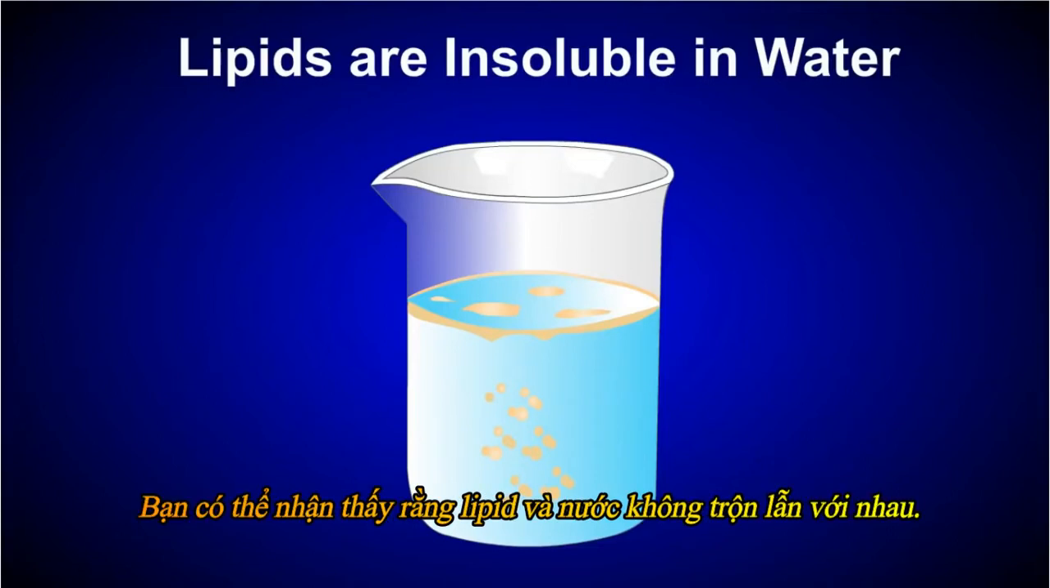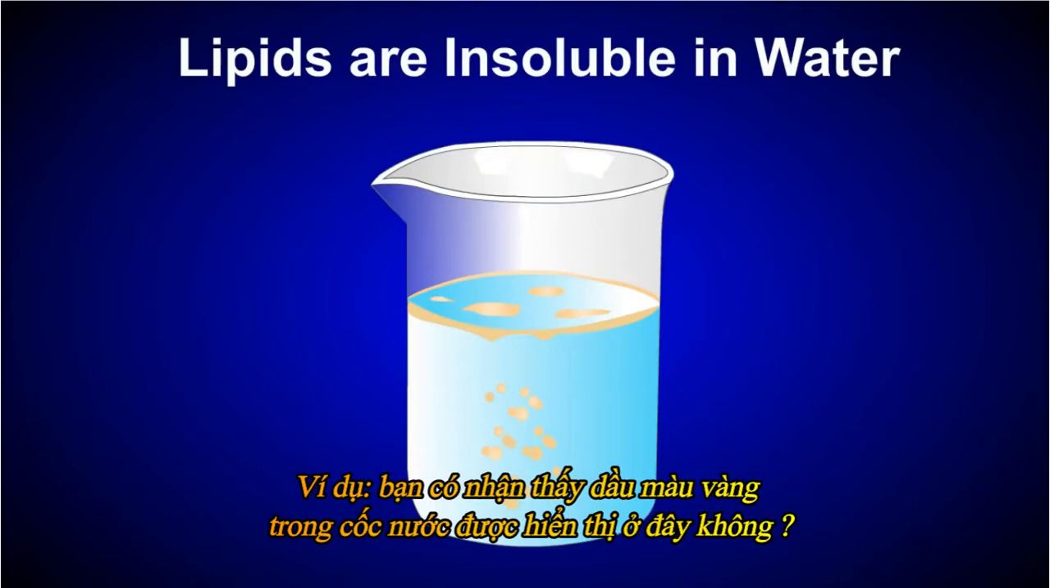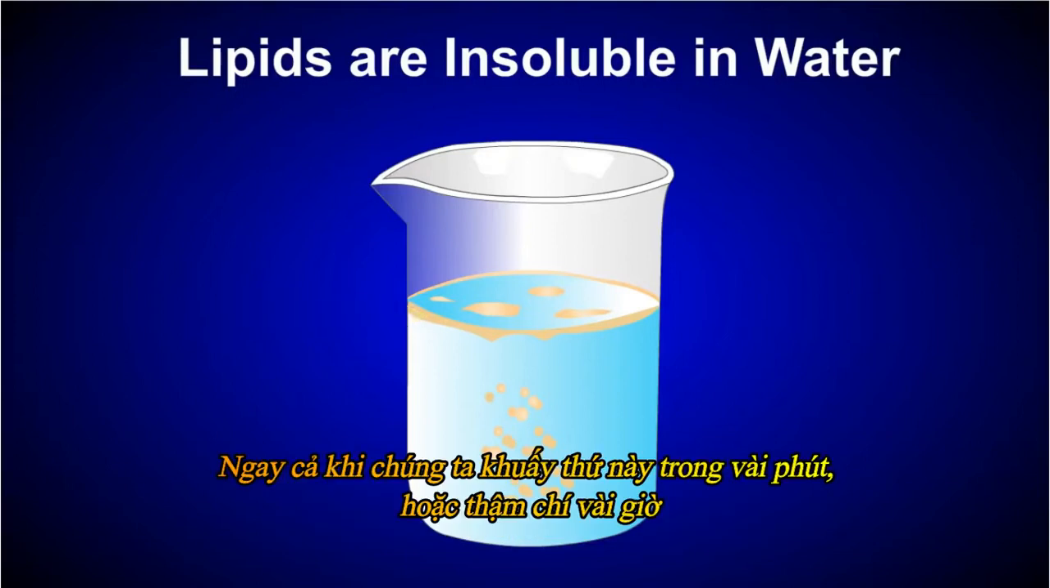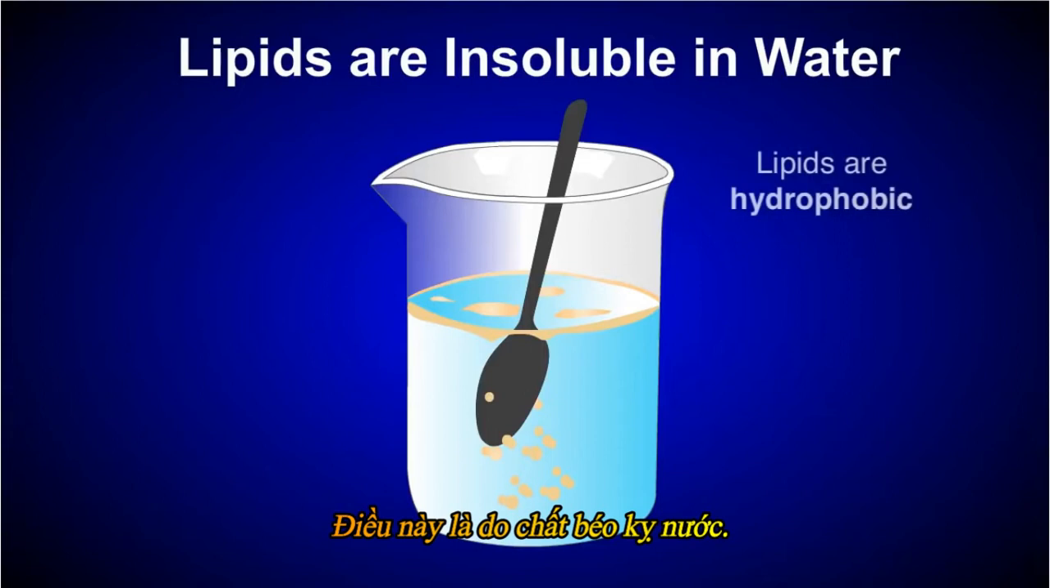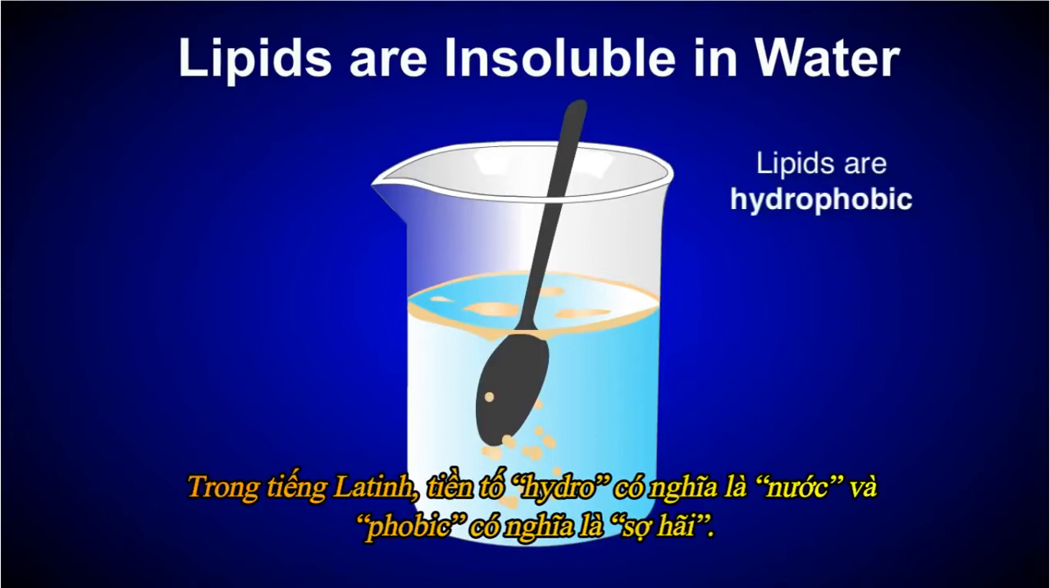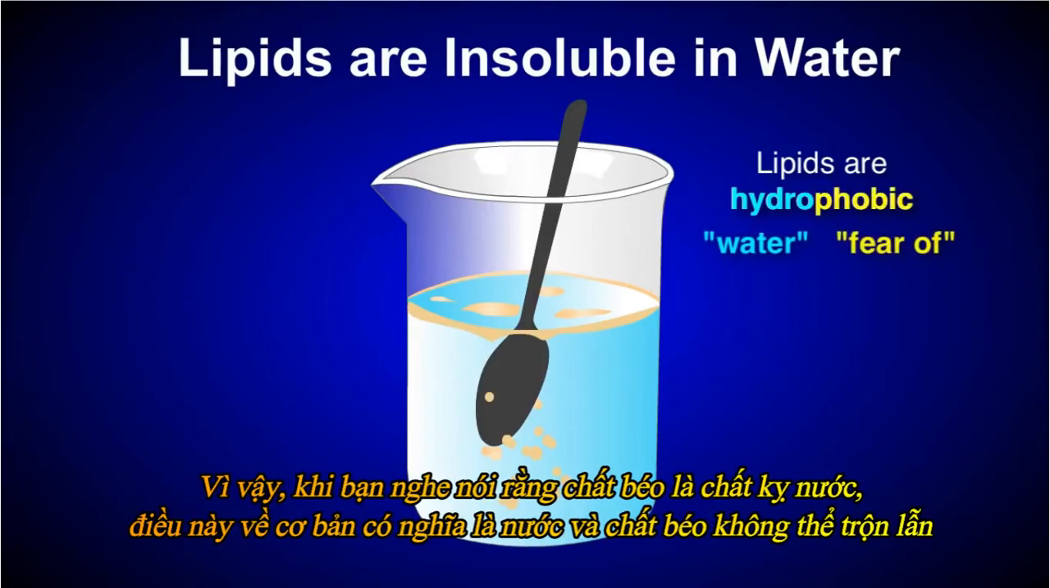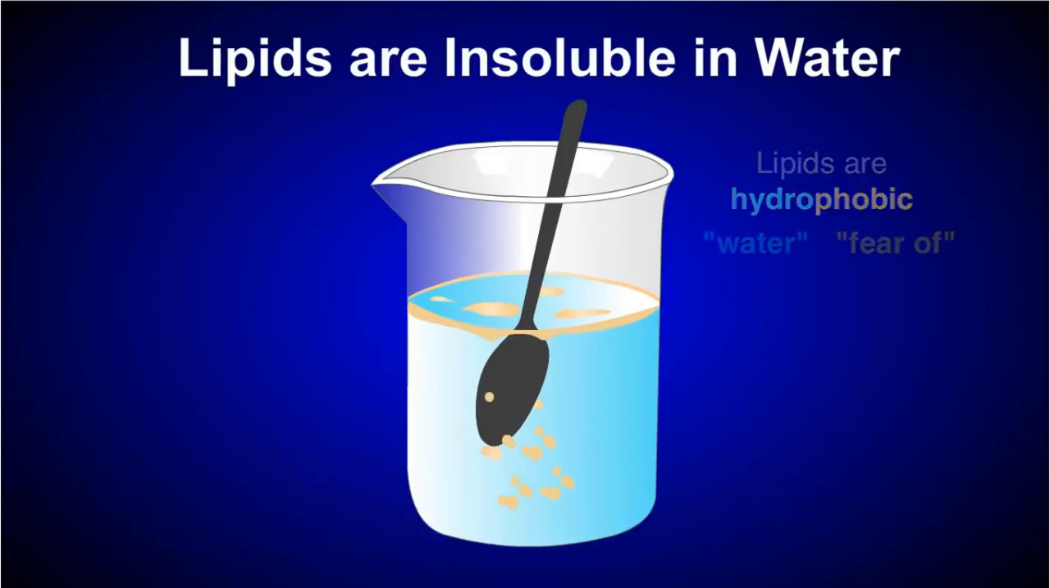You may have noticed that lipids and water do not mix. For example, notice the yellow-colored oil in the beaker of water shown here? Even if we stirred this for several minutes, or even several hours, the oil would still separate out from the water. This is because lipids are hydrophobic. From Latin, the prefix hydro means water, and phobic means fear of. So when you hear that lipids are hydrophobic, this basically means that water and lipids do not mix.